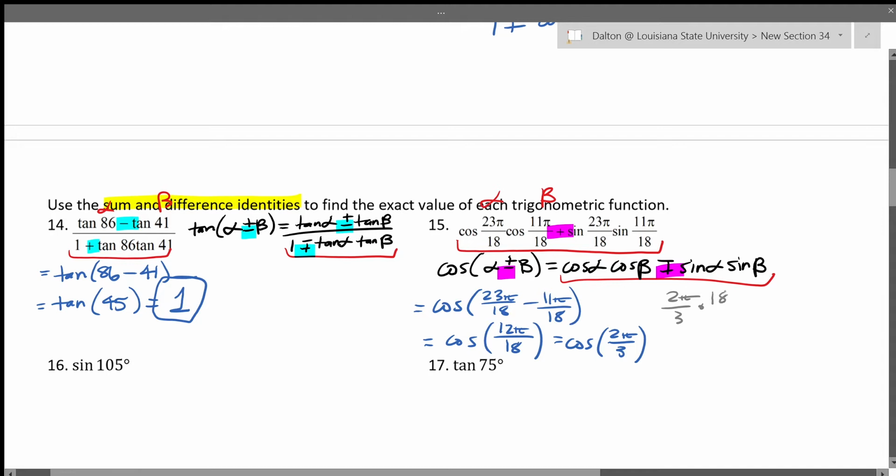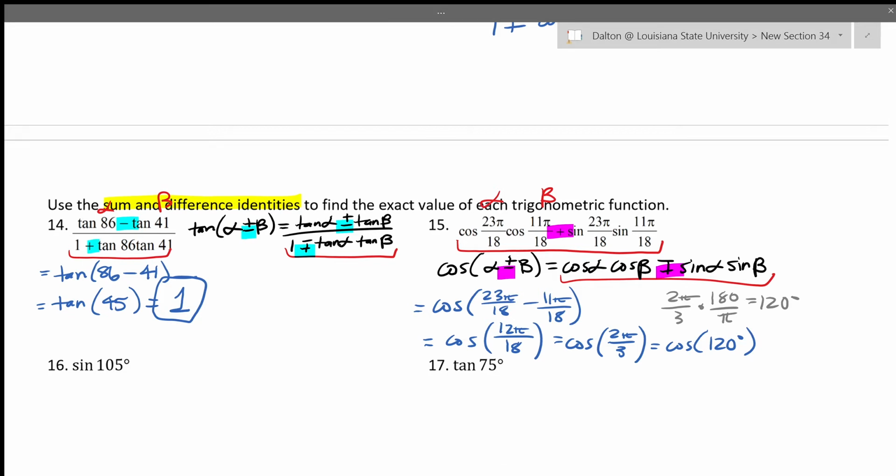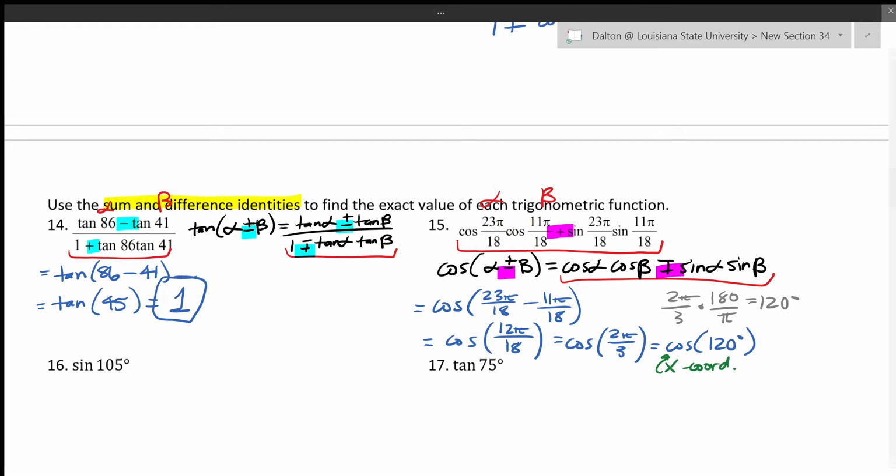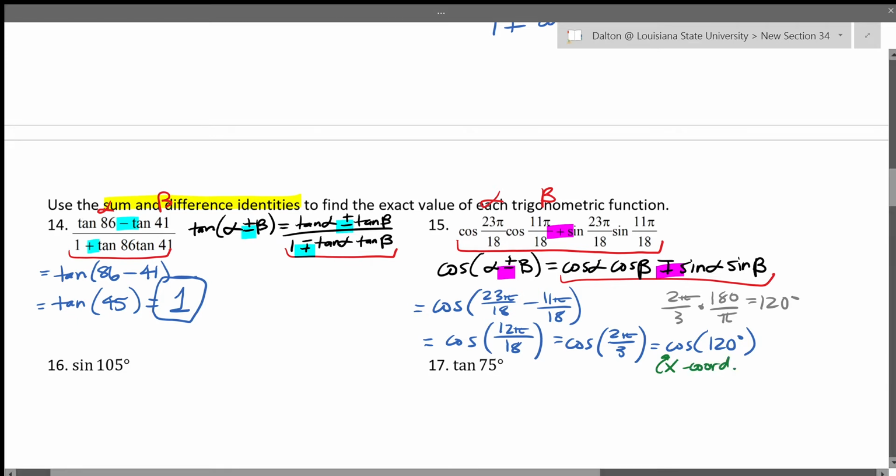You multiply it by 180 over pi, and you will get 120 degrees. So the cosine of 2 pi over 3 is the same thing as the cosine of 120 degrees. Cosine is dealing with the x-coordinate, right? Cosine is x-coordinates on our unit circle. So the x-coordinate at 120 degrees is equal to -1/2.